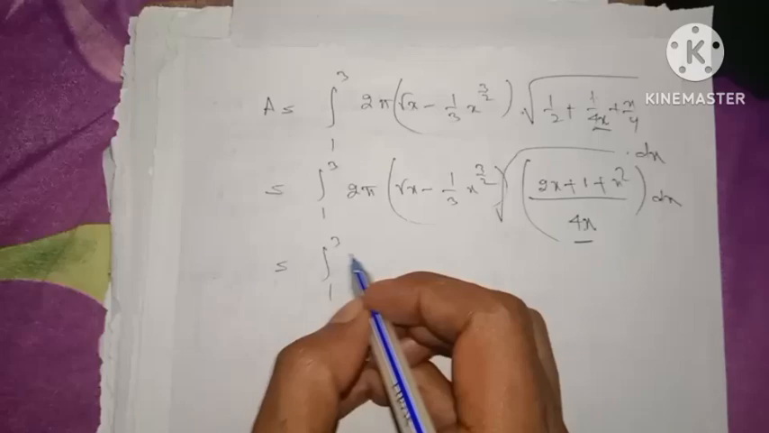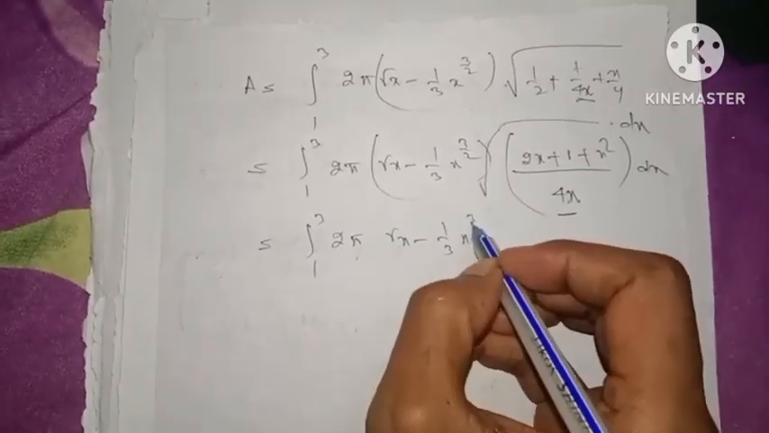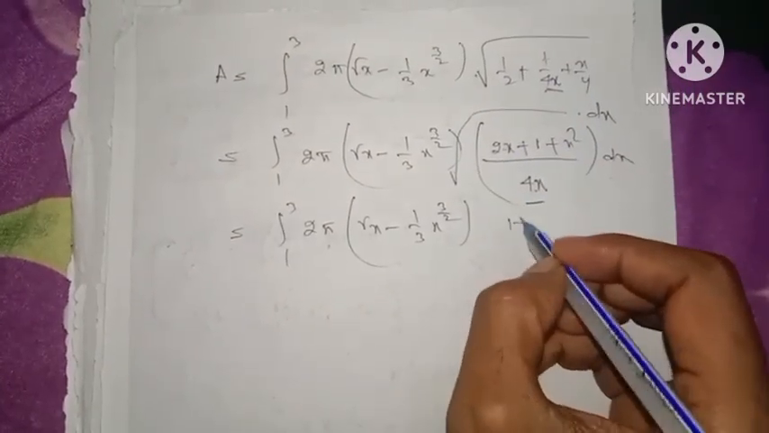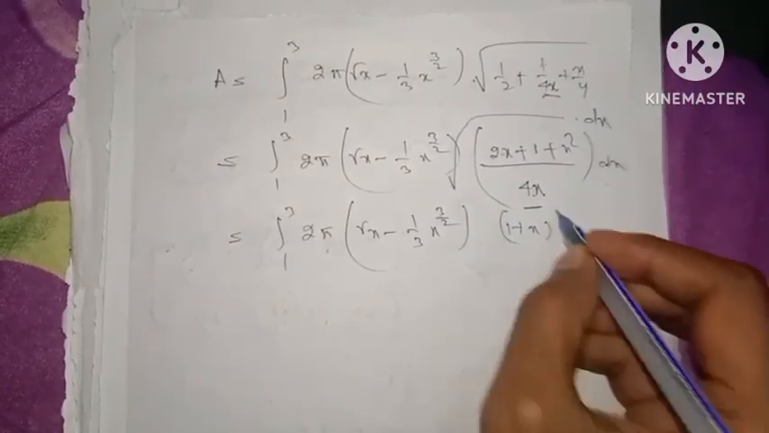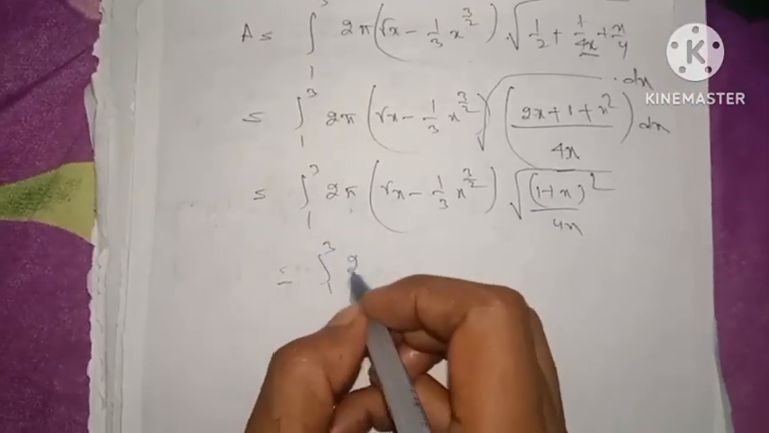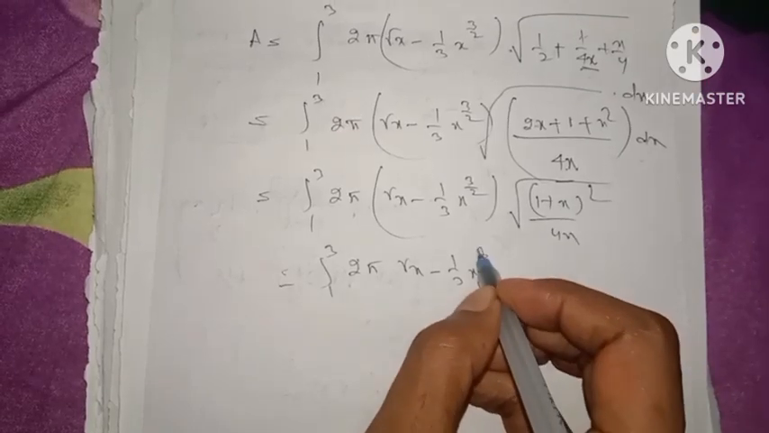This is into the integration 1 to 3 of 2 pi times (root x minus 1 by 3 x to the power 3 by 2). This is the a plus b whole square. So I will write the root of (1 plus x) whole square by 4x. Then this is the integration 1 to 3 of 2 pi times (root x minus 1 by 3 x to the power 3 by 2).